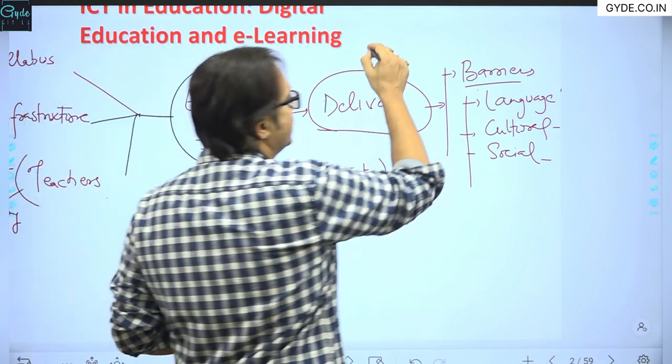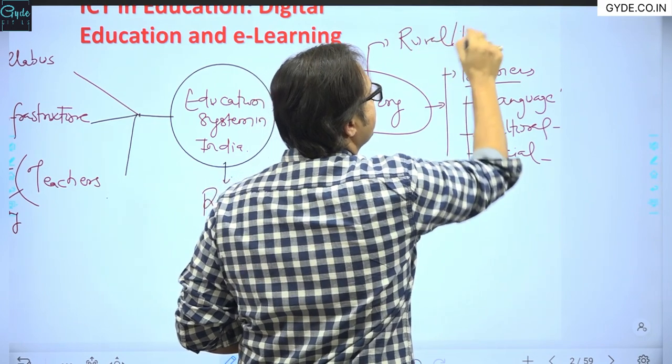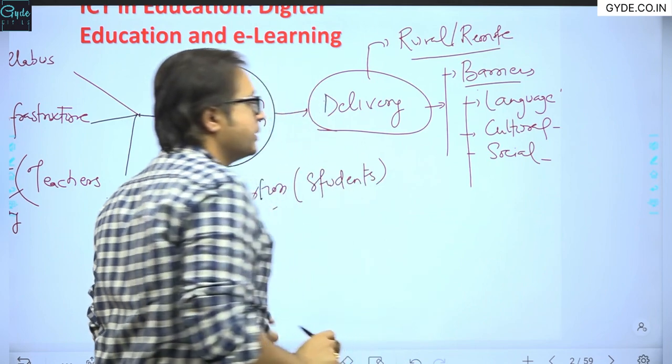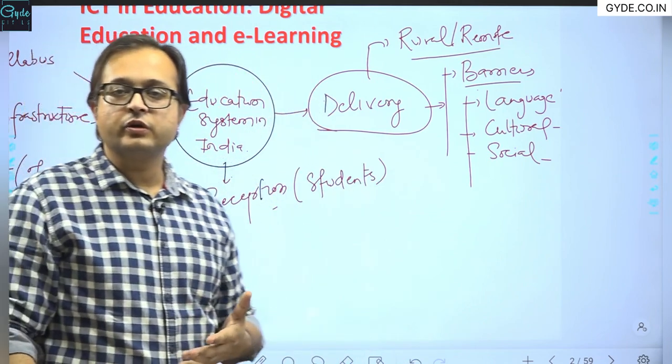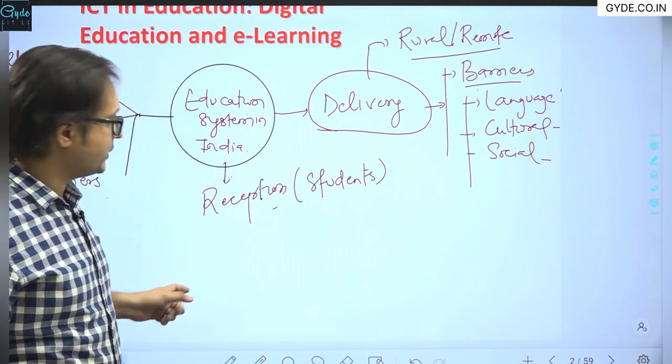Delivery also suffers with the rural population and the remote areas which do not have schools and colleges. There, the basic idea related to the delivery of education becomes a particular question mark also. That is also one of the major problems.